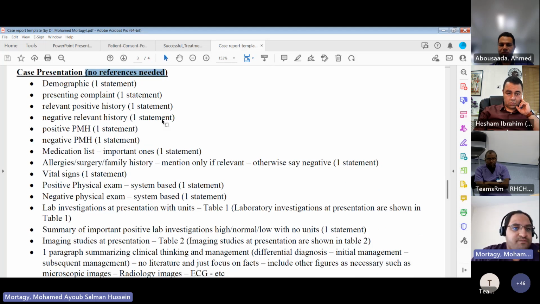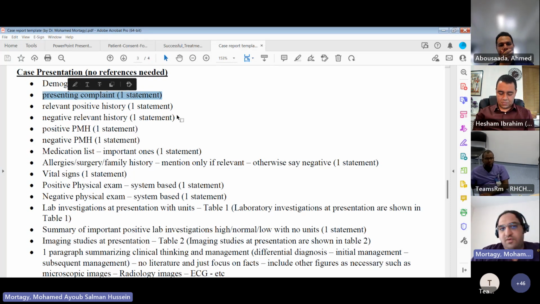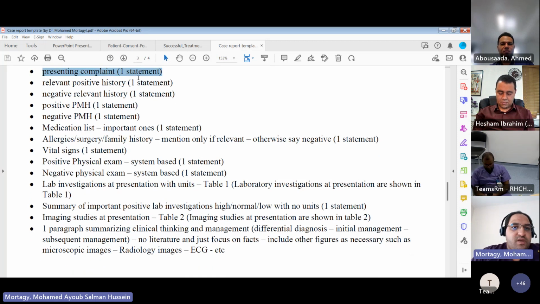This is a summary of what you've seen. Just one statement about demographics, like this patient is a 45-year-old man or something like that, and then the presenting complaint, one statement, presenting with just one complaint, like hematuria or chest pain or whatever. One statement about positive history, like this patient has a past medical history of ischemic heart disease or something related that's very important. And any negative relevant history.